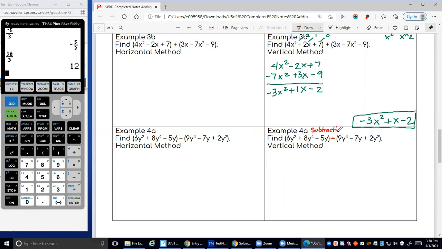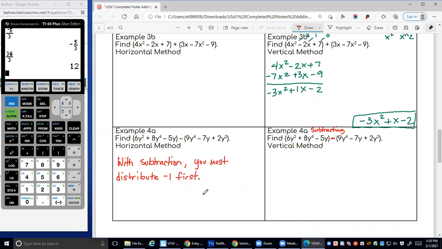When we are subtracting, I'm gonna make a little note. With subtraction, you must distribute the negative 1 first. Okay.